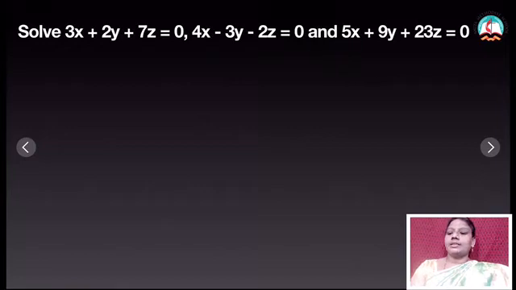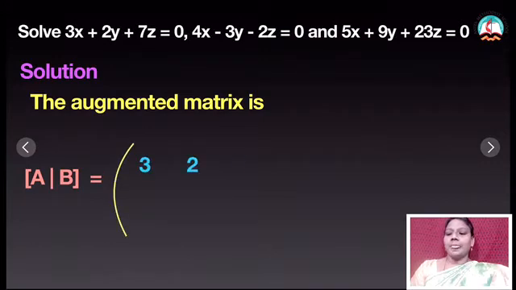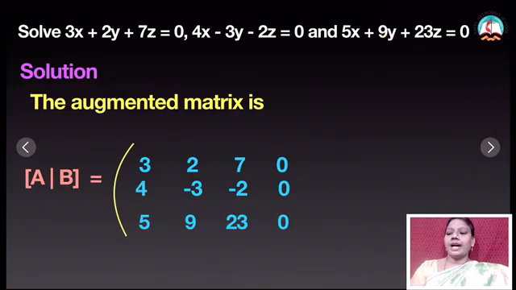Solve the three equations given to us. The first step is we are going to take an augmented matrix. What do you mean by an augmented matrix? I am going to combine the matrix A with the values of B. So A, B is equal to, first we take the first row 3, 2, 7 and then the right side value 0. Then the second row is 4, minus 3, minus 2, 0. The third row is 5, 9, 23 and the right side value is equal to 0. So this is the augmented matrix. To separate the values of A and B, we draw a line like this.